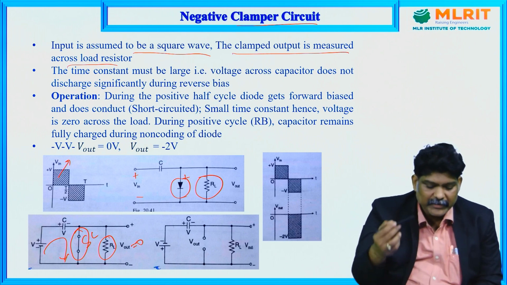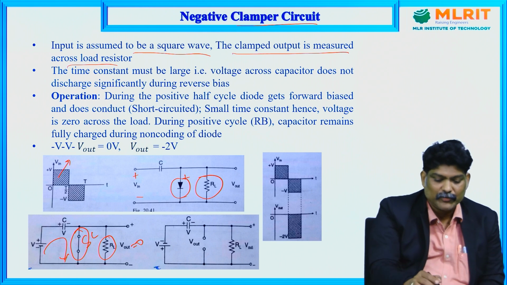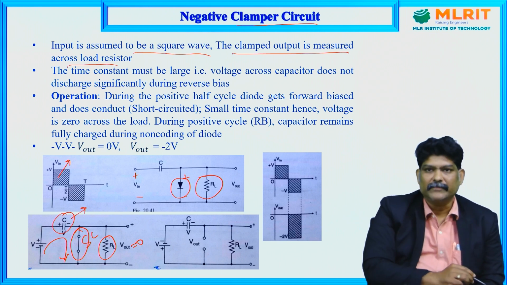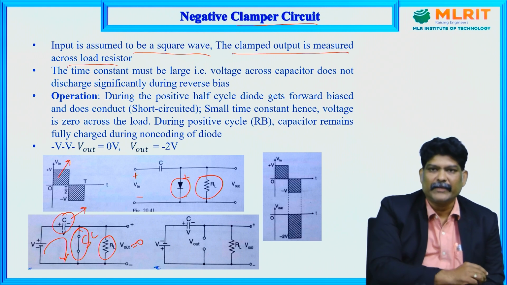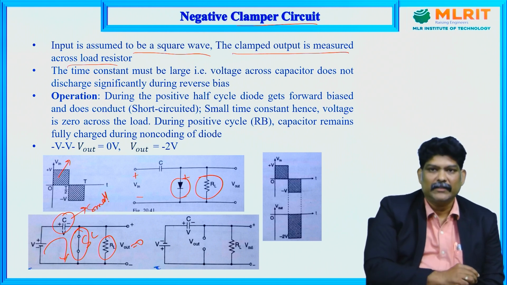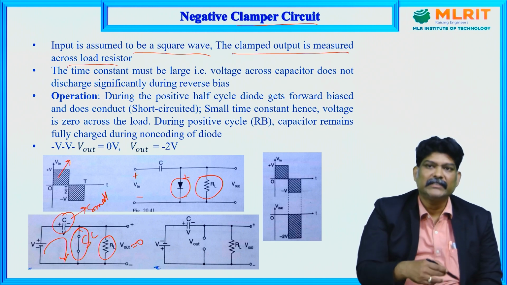And then similarly during the negative half cycle, because we have considered that the charging time constant of the capacitor is small, the charging time will be small and the discharging time will be more.